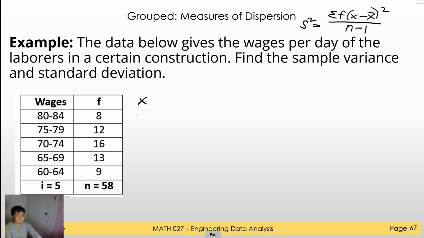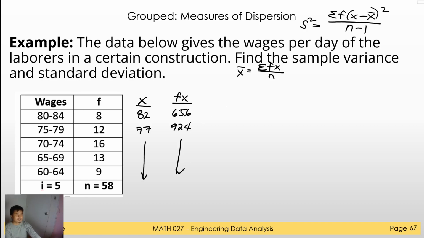To find that, we want to find x, which is the class mark, the midpoint. The midpoint of the first class is 80 plus 84 over 2, that is 82. For the next one, we have 77 and so on. To find the mean, we have f times x. The mean x bar is equal to the summation of fx over n. So fx, the frequency times the class mark, is 8 times 82 for this first row, which is 656. Then 924, then 477 times 12, and we do this again for the other rows.